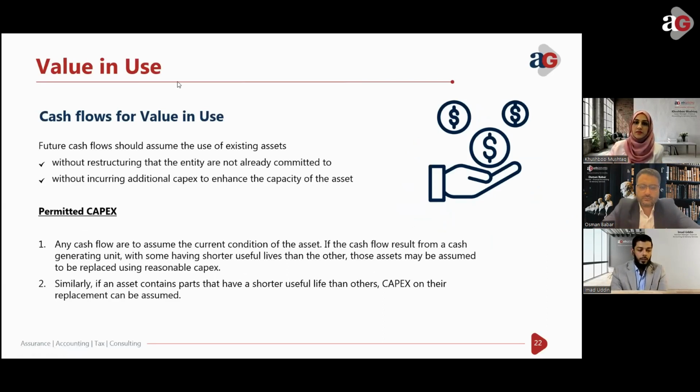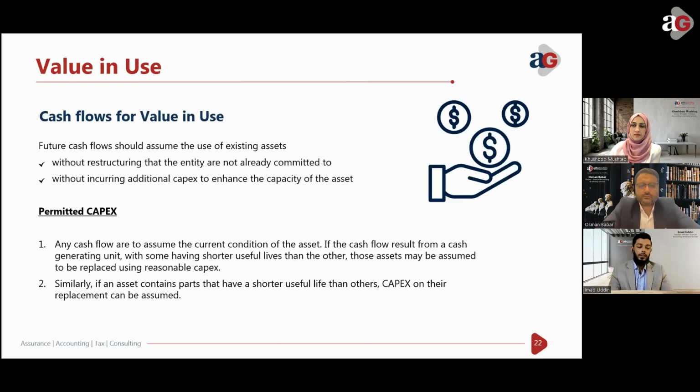First of all, future cash flow should assume the use of existing assets. There should not be additional assets without restructuring the entity that the entity is already not committed to. So you cannot out of the blue say that I'm going to restructure this entire entity and make 30% more profit than the previous year. All of those things might cause difficulty when you are going to an audit, and the auditor might have objections to all those assumptions. Similarly, without incurring additional capex to enhance the capacity of the asset, so you cannot even enhance the capacity of your assets. The only capex that you might require, as we will discuss, might be to sustain the capacity of the asset.